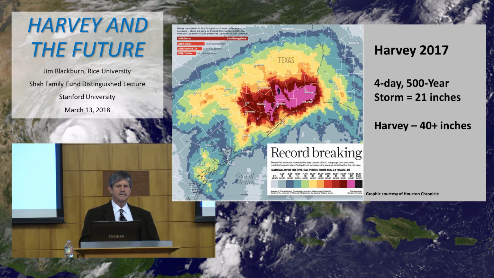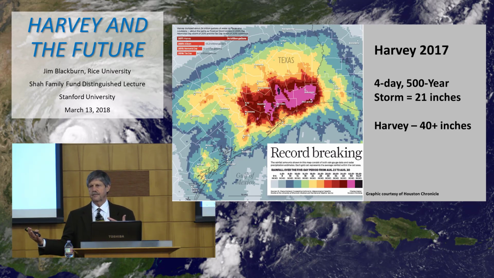2016. Then Harvey. Harvey blew the circuits. 50 inches in 4 days. The 500-year storm for Houston or Harris County is 21 inches in 4 days. We had 42 to 50. You're not supposed to be doubling the 500-year storm. It's just not supposed to happen, but it did.